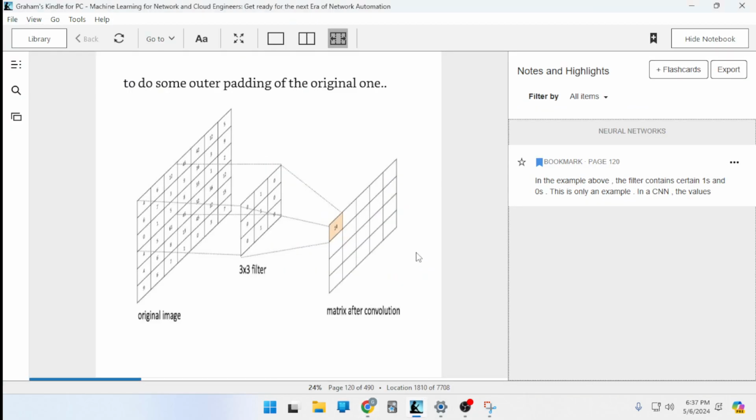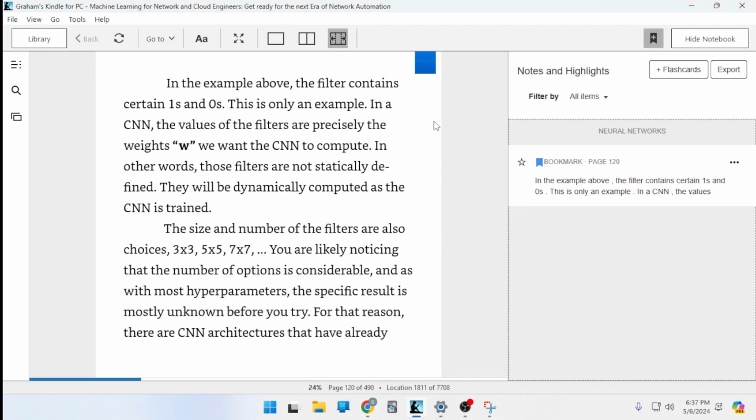Alright, so moving on. In the example above, the filter contains certain ones and zeros. This is only an example. In a CNN, the values of the filters are precisely the weights W we want the CNN to compute. In other words, those filters are not statically defined. They will be dynamically computed as the CNN is trained.